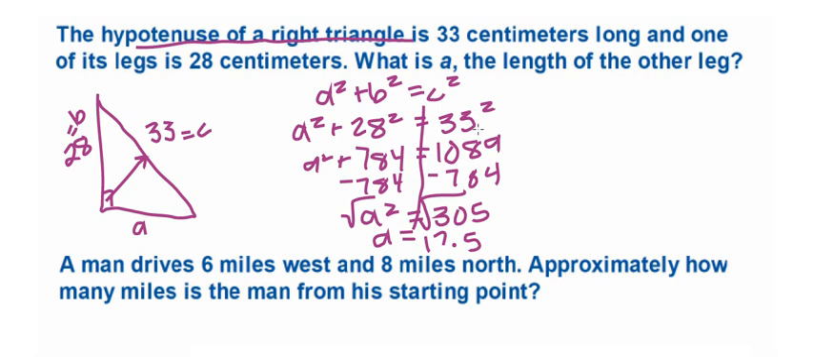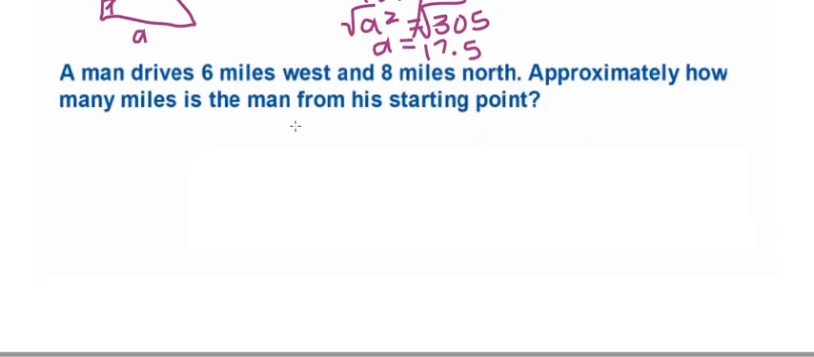And here we go. So right here, we have a man. So these ones with directions, they're always going to be a Pythagorean theorem one if it tells you two directions and then asks from a starting point. So just say you start here. So it says you drive 6 miles west.